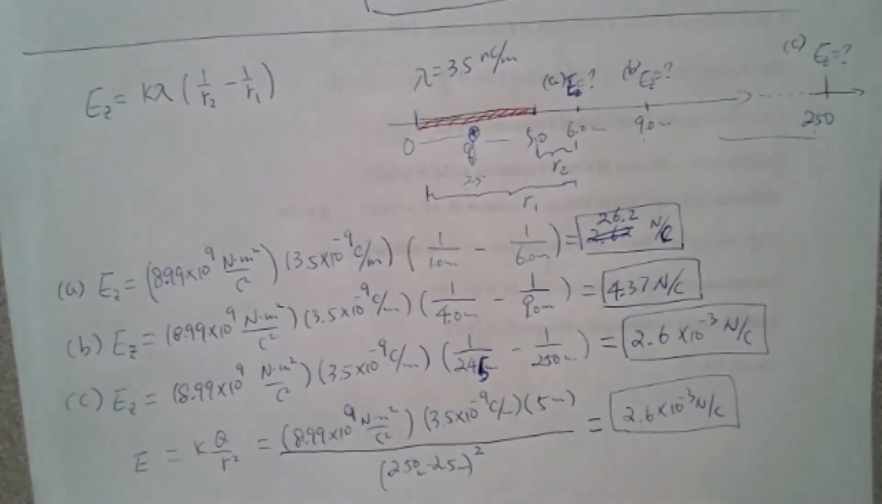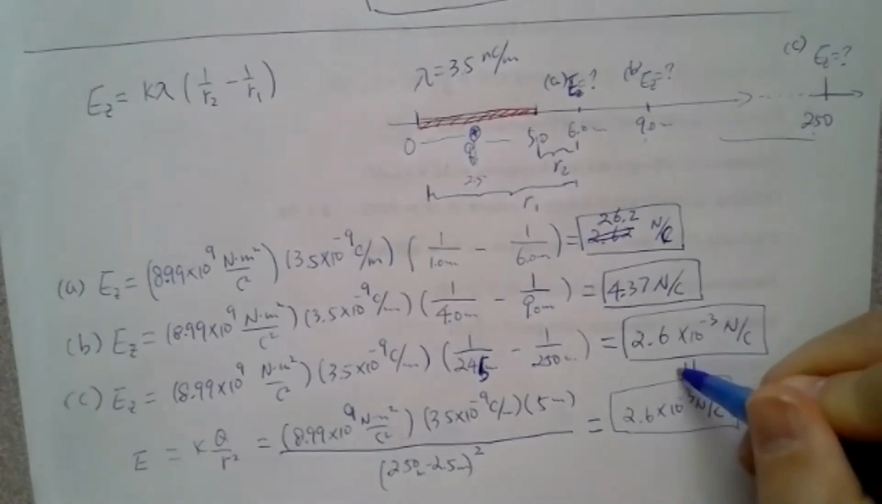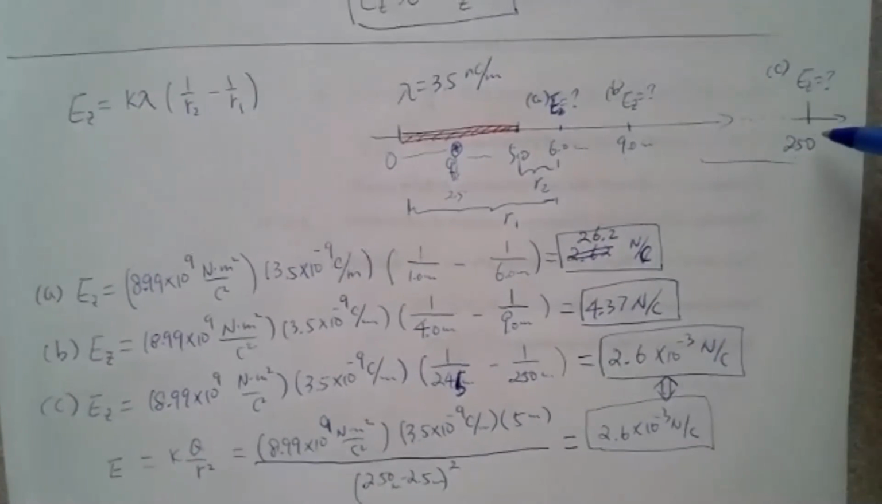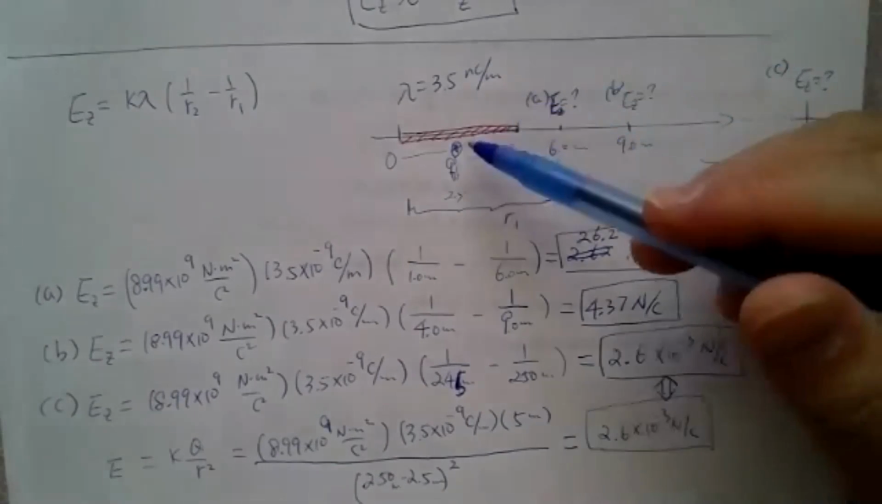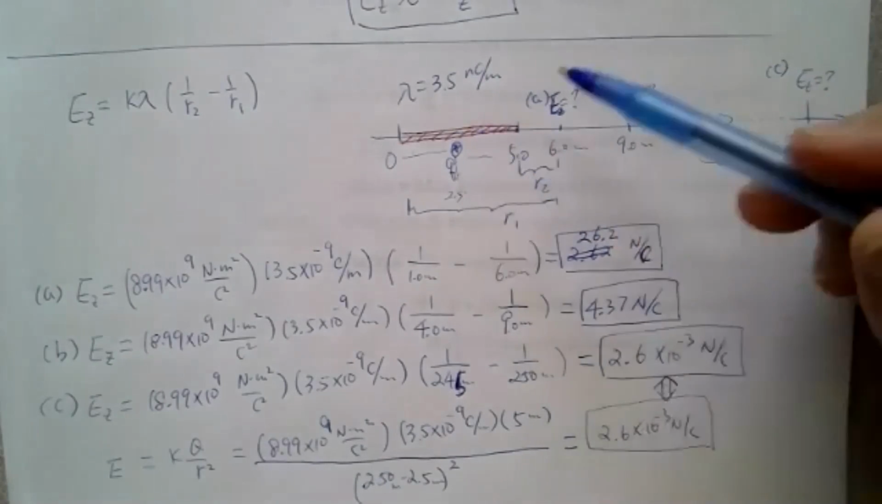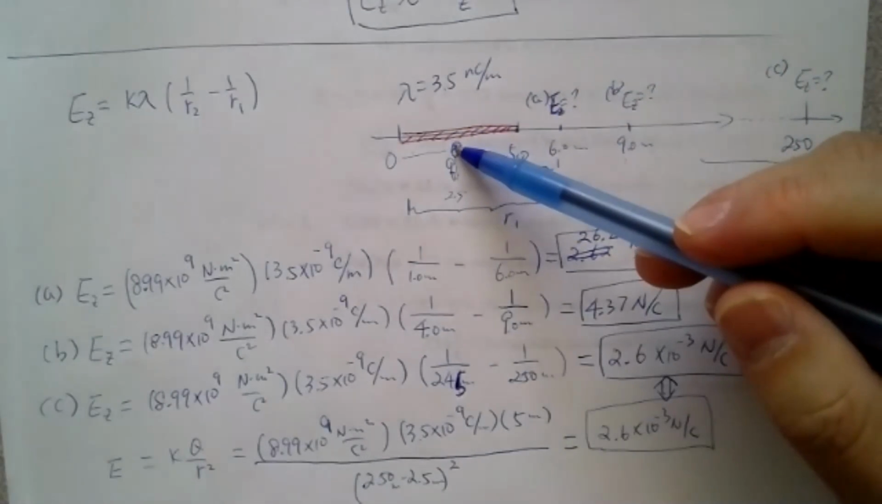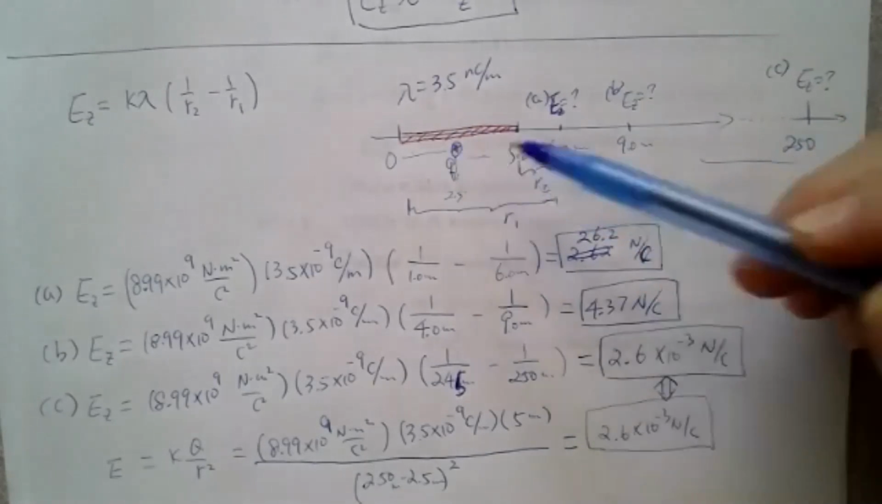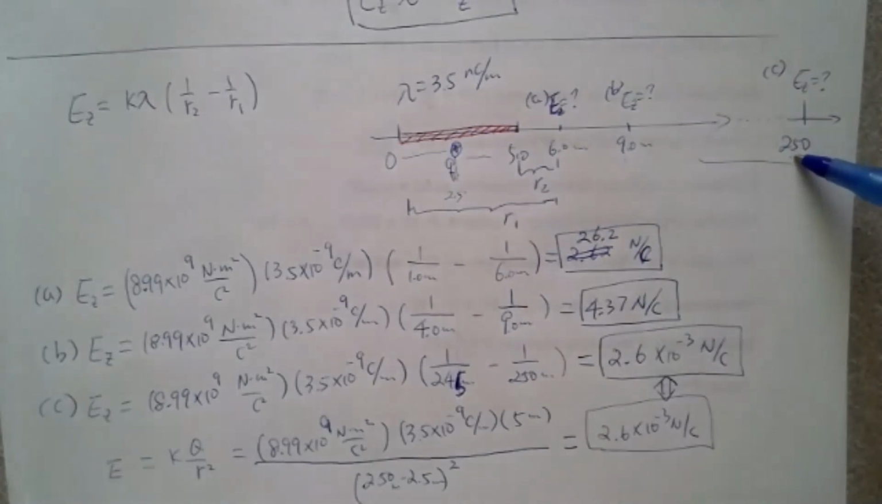In that case, 2.57 times 10 to the minus 3. So you can see these two are equal to each other. If you are very far away from your line distribution, then the line distribution of charge is approximately equal to a point charge that has the same total charge, produced at your point of interest.